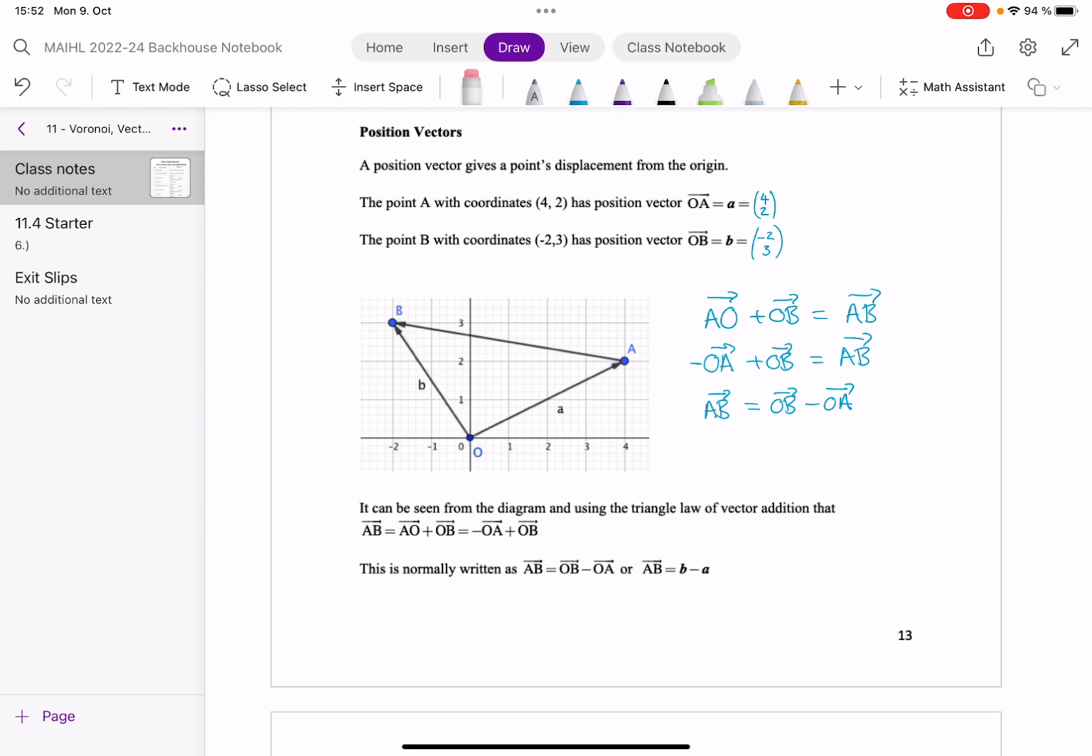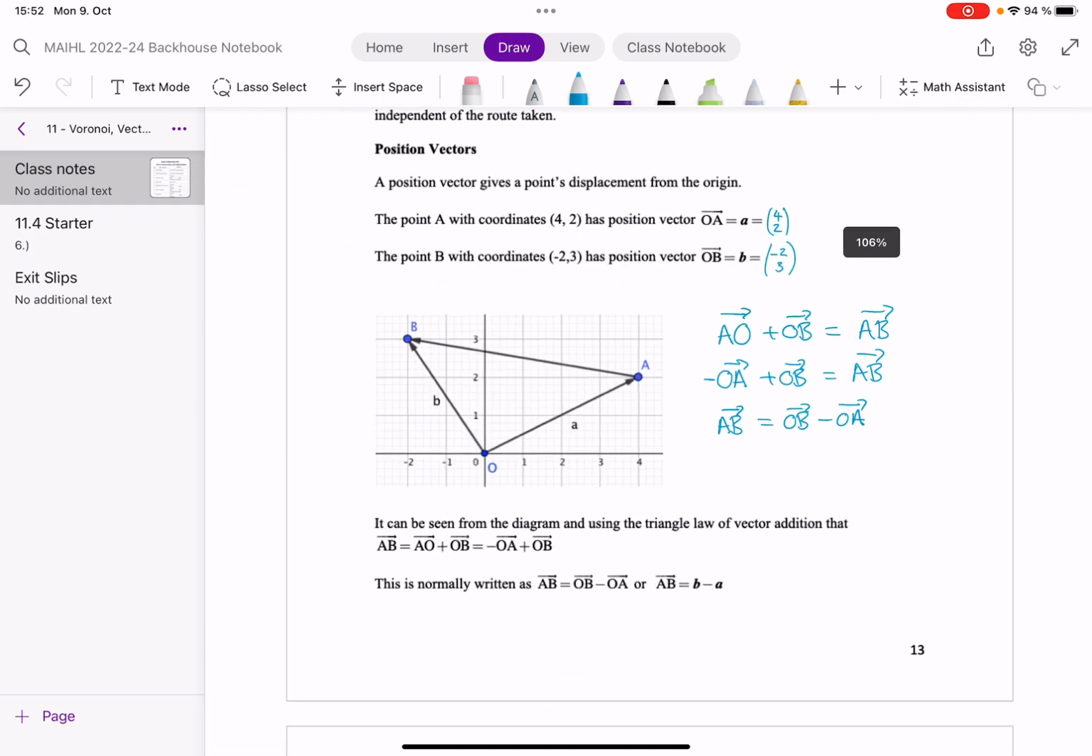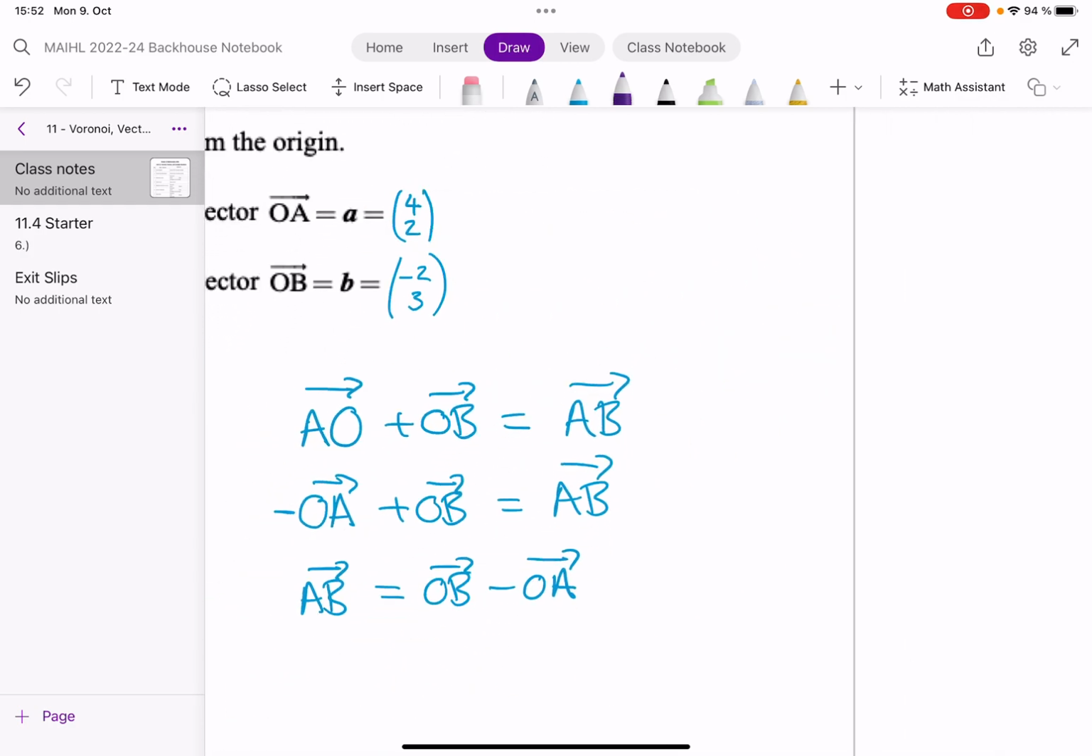Another easy way of finding these vectors is purely to look at your position vectors. So here are my position vectors for A and B. And if I want to find the vector AB, what I would probably do is just think, how do I get from the X position of my position vector of A to the X position of B? I'm going from 4 to negative 2, so I am subtracting 6. And then I do the same for the Y positions, going from 2 to 3 is 1. And that vector should get us from A to B.